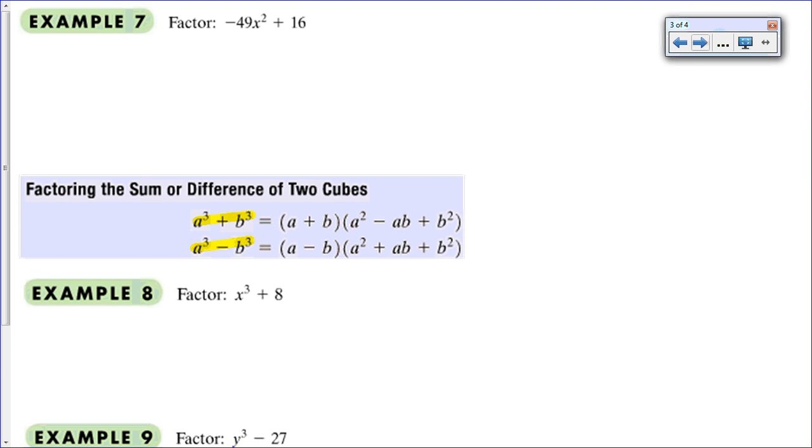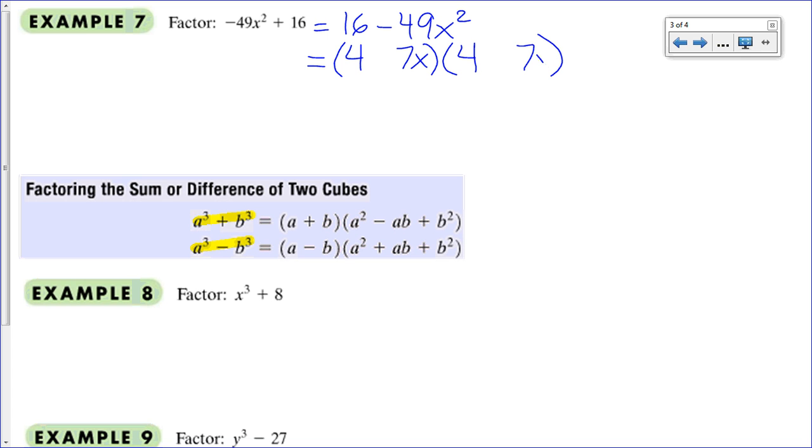Okay, now the next one, what I'm going to do here is I could rewrite it so that it says 16 minus 49x squared. And this could be factored as follows. The square root of 16 is 4. The square root of 49x squared will be 7x. And we make one positive, one negative. And that could be a valid factorization for it.